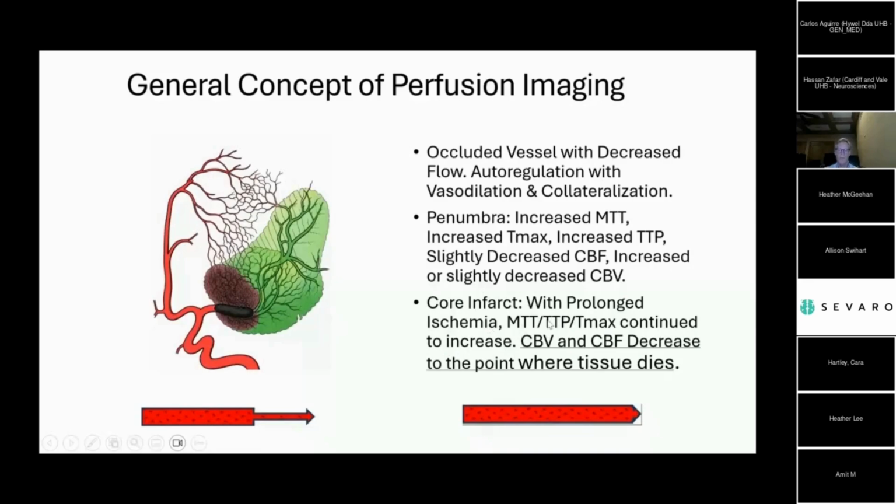With core infarct, these factors just continue to progress. So the MTT, the TTP, and the Tmax continue to get increased. The CBF, the flow rate, continues to decrease, and the CBV then decreases to the point where it's a critical value, and the brain cell will then die. That is core infarct.